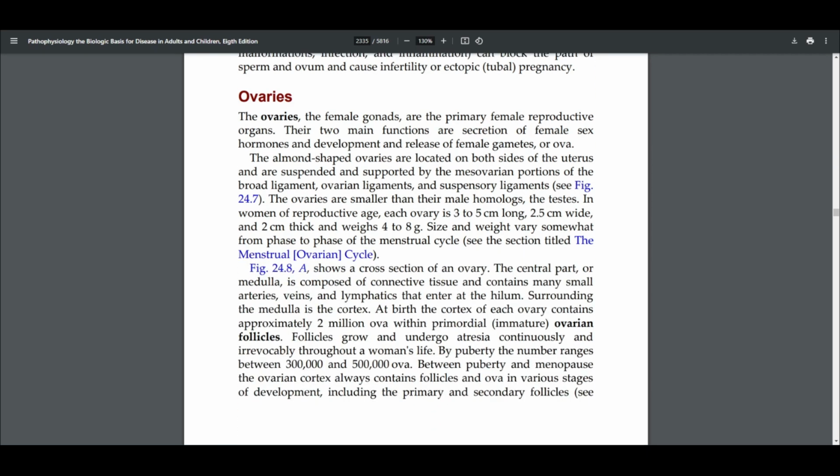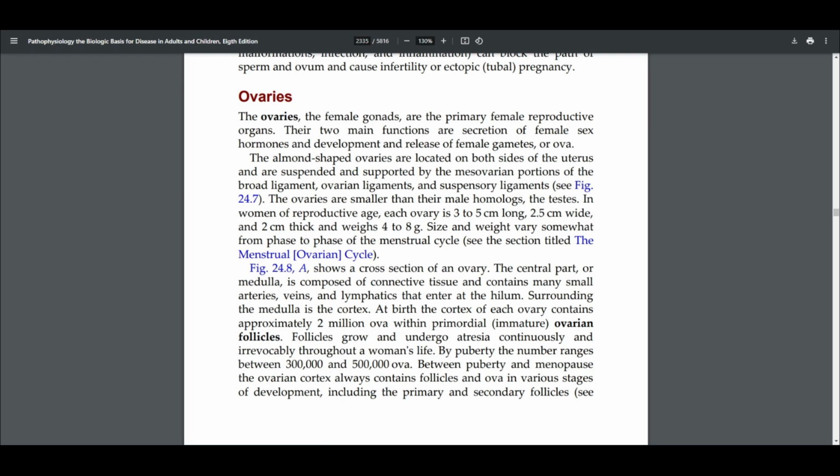The ovaries. The ovaries, the female gonads, are the primary female reproductive organs. The two main functions are secretion of female sex hormones and development and release of female gametes, or ova. The almond-shaped ovaries are located on both sides of the uterus and are suspended and supported by the mesovarian portion of the broad ligament, ovarian ligaments, and suspensory ligaments.